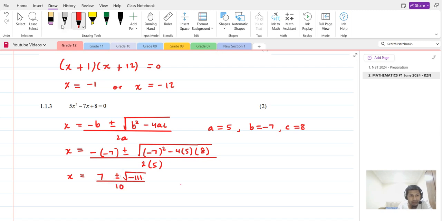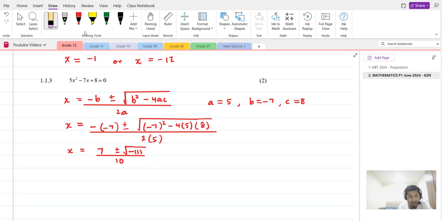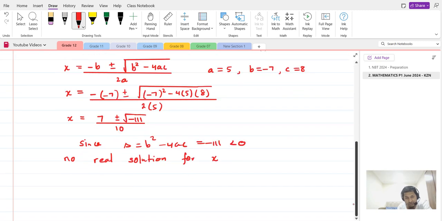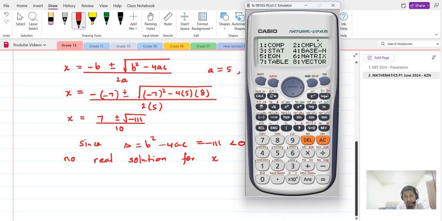Right, now what we can say is no real solution, because delta, which is b squared minus 4ac, is less than 0. How do we know that it is less than 0? Because it is equal to negative 111, which is clearly less than 0. You can say no real solution for x. So what type of solutions exist? The type of solution that exists is basically a complex solution.